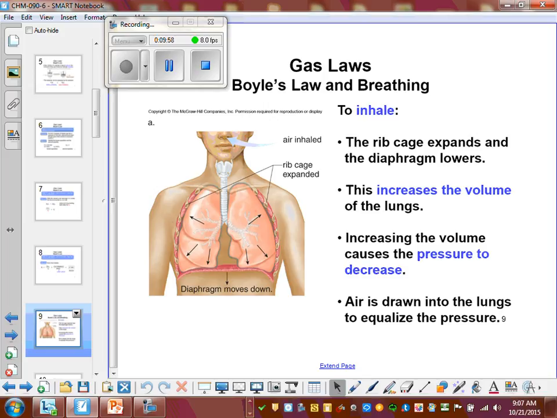They're inversely related. So as the volume goes up, pressure goes down. So now the pressure inside your lungs is less than the pressure outside your lungs in the air. So what does the air outside do? Rushes in. We call that inhaling.